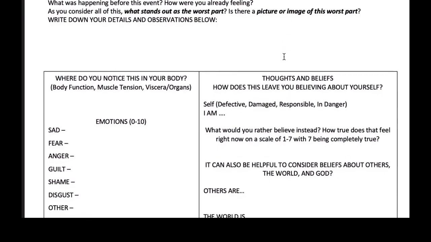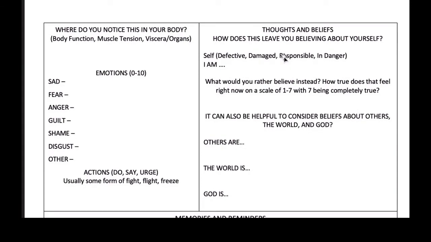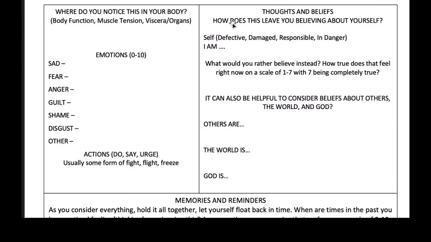With the image and the event in mind, we'll move closer to some of the ideas that connect all the elements of memory. As you hold these details together, think about where you notice it in your body. You'll want to consider things like body function, so your heartbeat, and maybe how quickly you're breathing. Muscle tension, places where you're braced or you can feel some kind of pain. And in your viscera, which is essentially your stomach and your lungs and your chest, everything that's all your organs tied together.